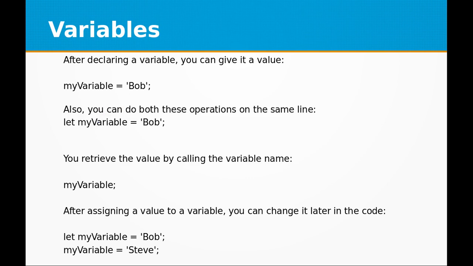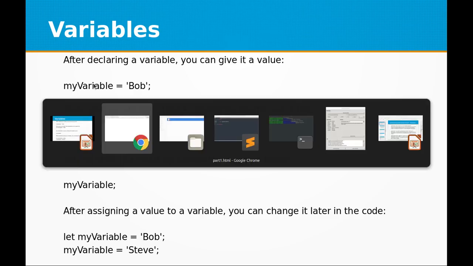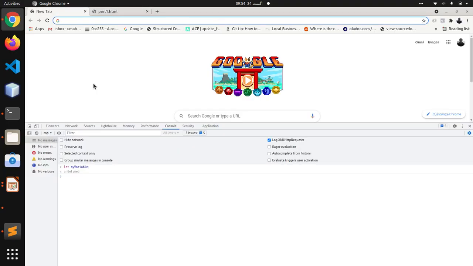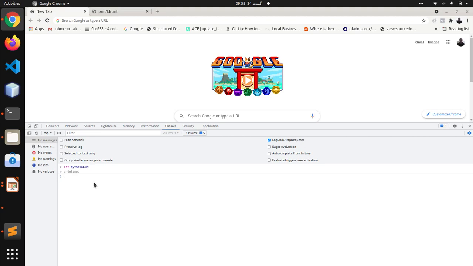Okay, after declaring a variable you can give it a value. For example, myVariable is equal to Bob. So let's do it in the browser. myVariable equals, and in single quotes, Bob. Okay, now you see I have Bob stored in this variable. So myVariable is just a container in your computer's memory, where the computer has stored a string called Bob, and it's there.